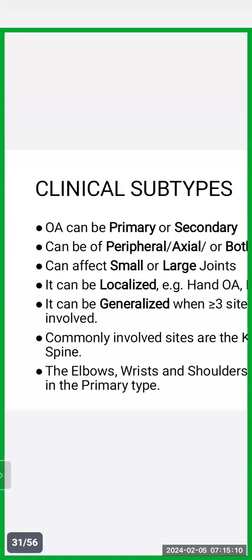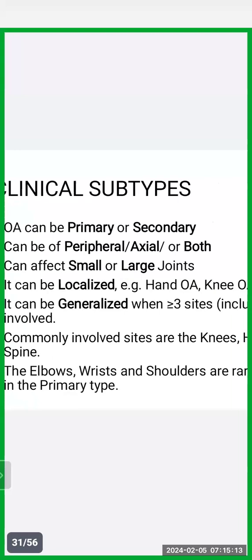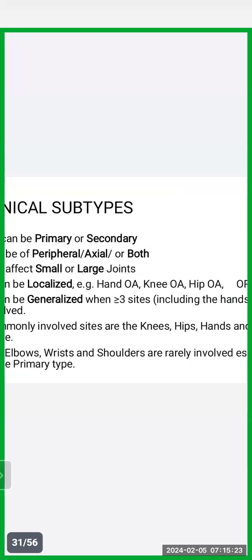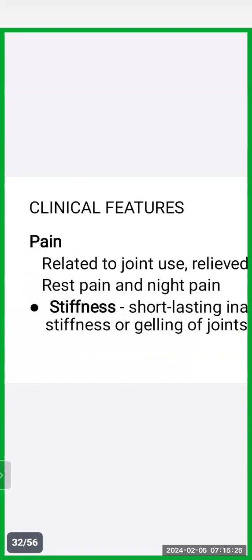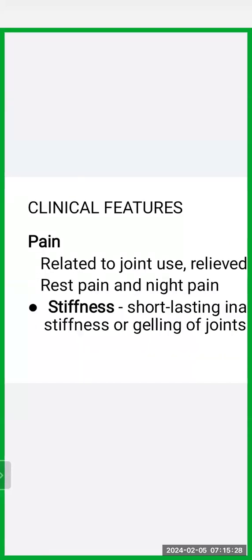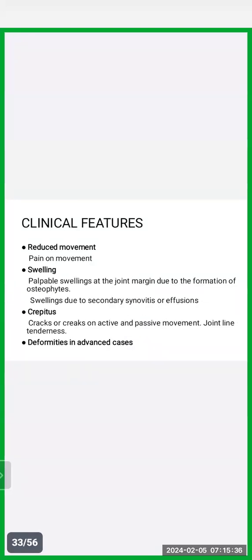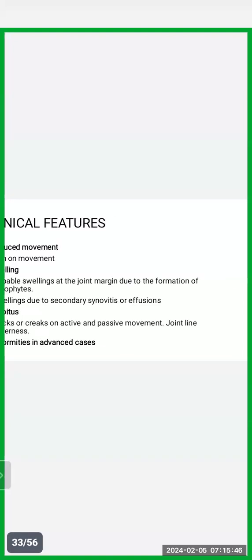These are subtypes of OA, primary or secondary. It can affect larger or smaller joints, but more affects the larger joints, especially the weight-bearing ones. The knee is the commonest one, followed by the hand and hip. The features include pain that is relieved by rest, and associated stiffness of less than 30 minutes. There is reduced movement. There could also be swelling. On examination, it demonstrates crepitus. And in advanced cases, there is deformity of the joint.